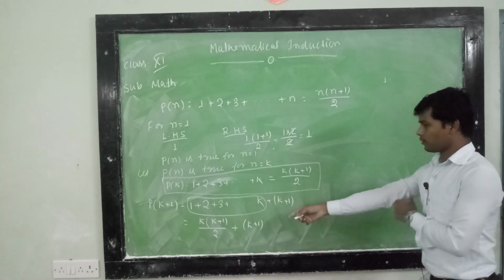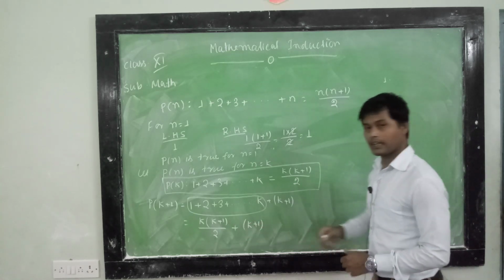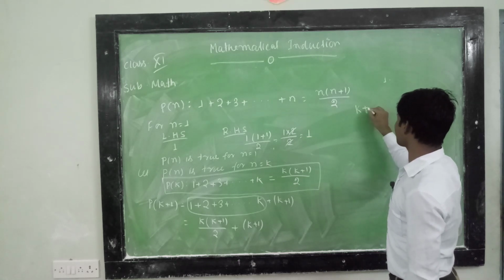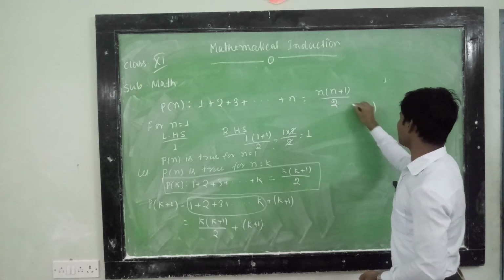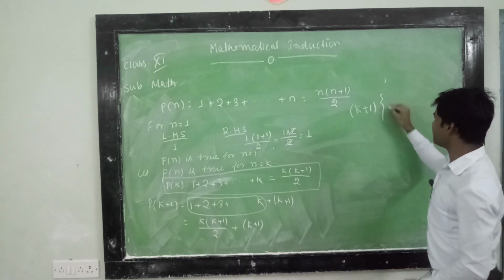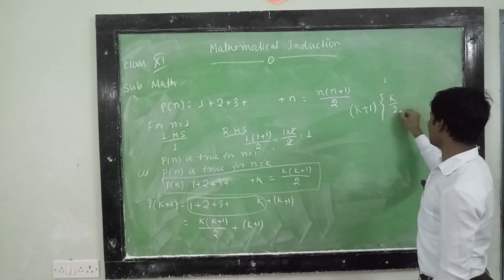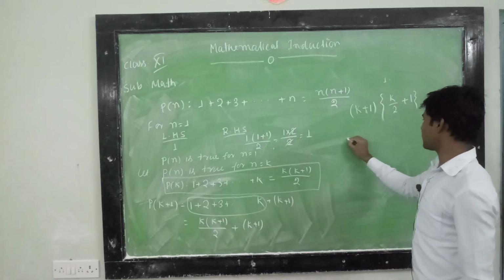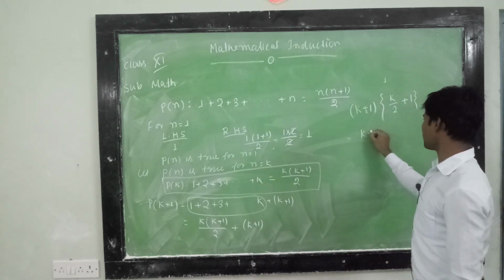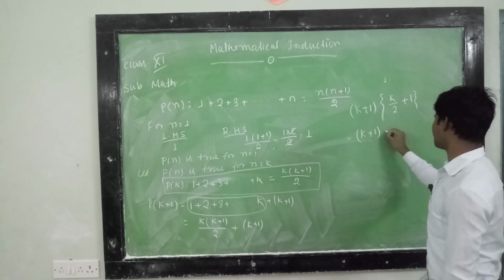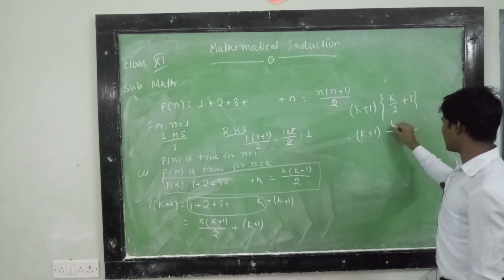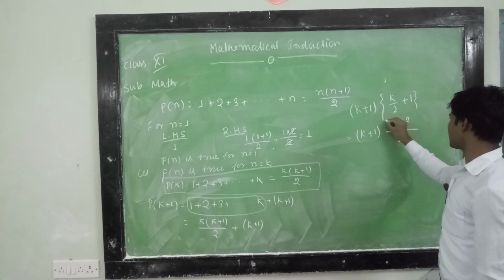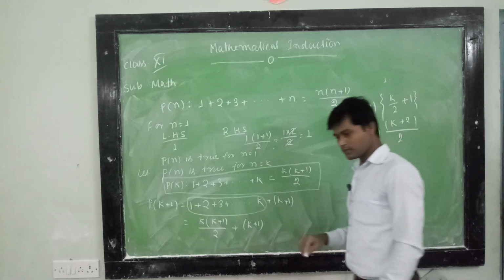So now from these two we can take k plus 1 common. So if I take k plus 1 common, the remaining part will be k by 2 plus 1. Okay, that is equal to k plus 1 into, do the LCM, so it will be k plus 2 by 2.